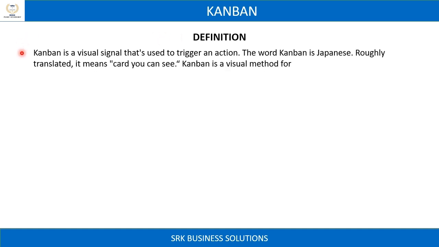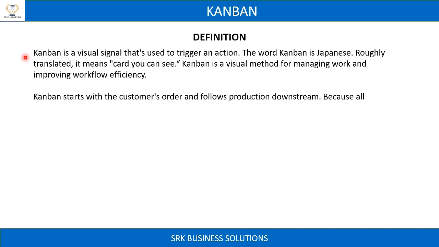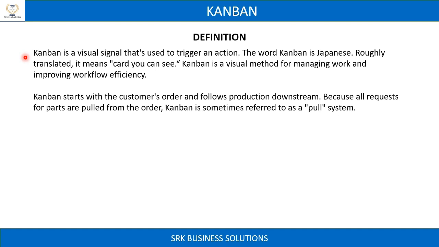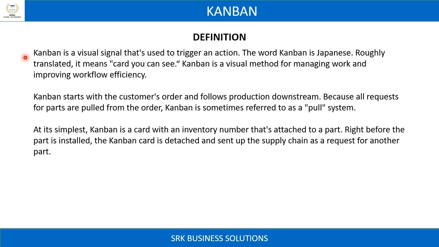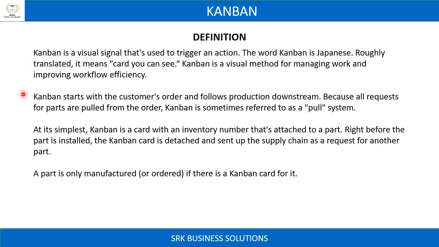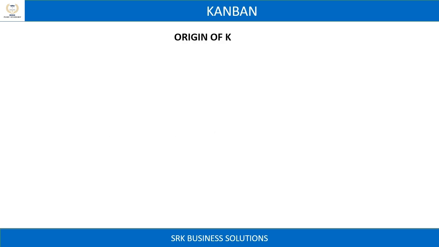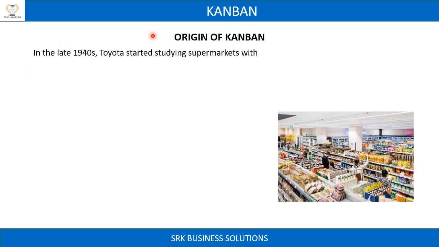Kanban is a visual signal that's used to trigger an action. The word Kanban is Japanese. Roughly translated, it means card you can see. Kanban is a visual method for managing work and improving workflow efficiency. At its simplest, Kanban is a card with an inventory number that's attached to a part. Right before the part is installed, the Kanban card is detached and sent up the supply chain as a request for another part. Now we will see what is the origin of Kanban.